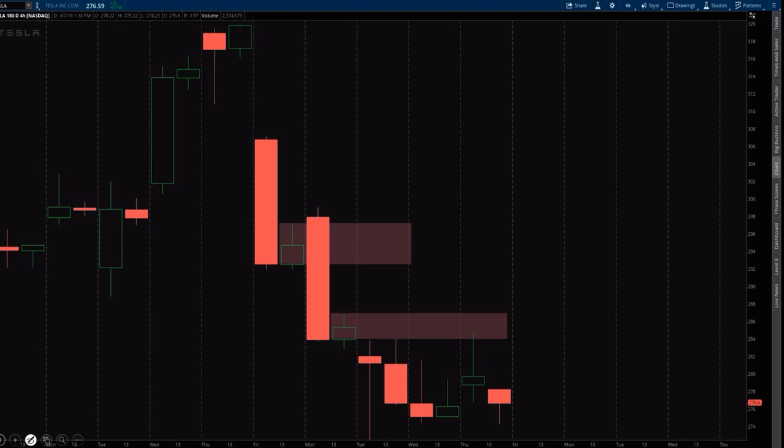So here's Tesla. Here's a drop, right? So we get a drop here. We get a base here. And we get another drop at this candle. This qualifies as a supply zone. We wait for price to re-enter the zone.